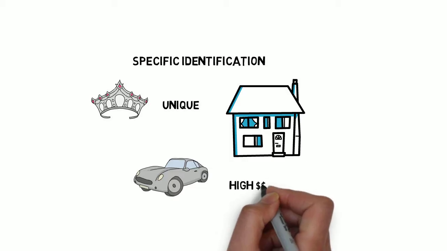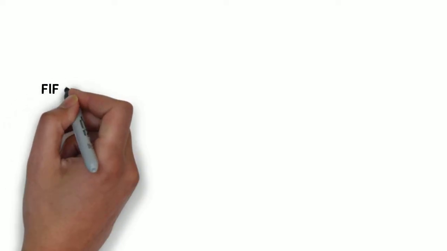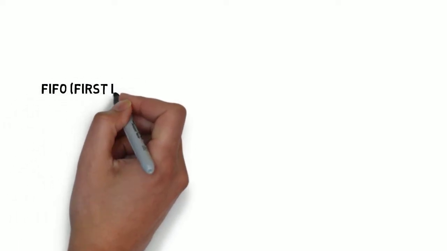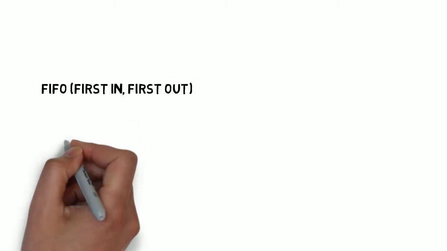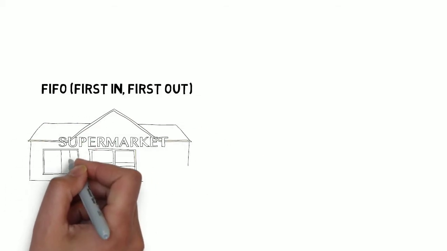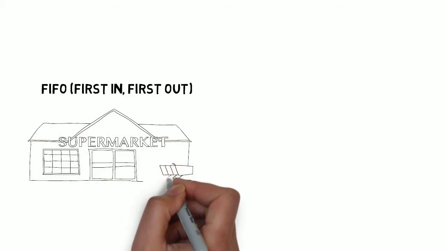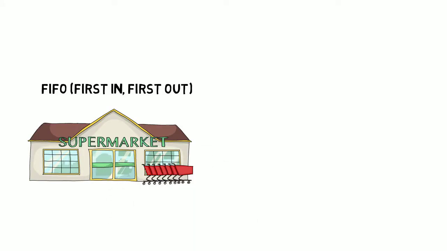quite expensive as well. The most common, and in my opinion the easiest to understand inventory cost method is called FIFO, which is short for first in, first out. One of the easiest ways to think about FIFO is the grocery store. When the grocery store sells its products, it's always selling the oldest products first. So the first ones that are in are the first ones that are out.